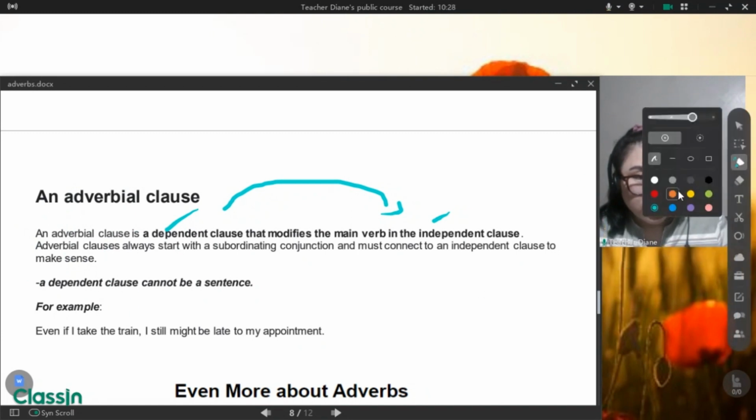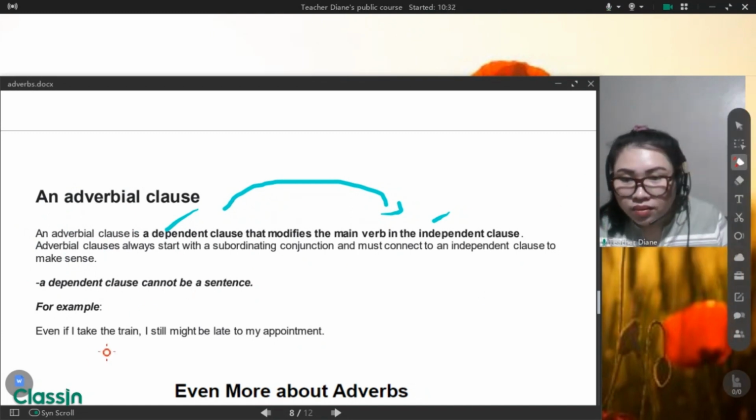For example, here: even if I take the train, I still might be late for my appointment. This first part is our dependent clause, and this one is our independent clause.